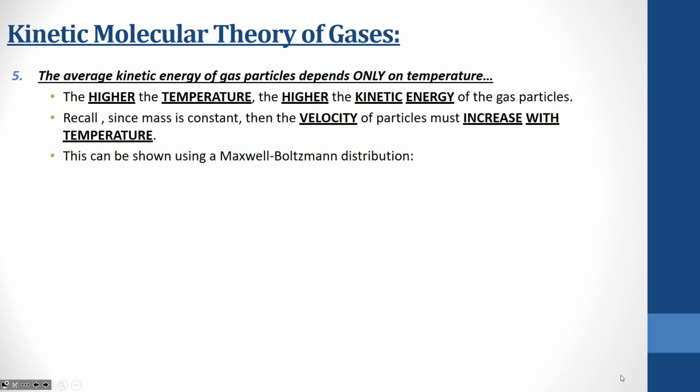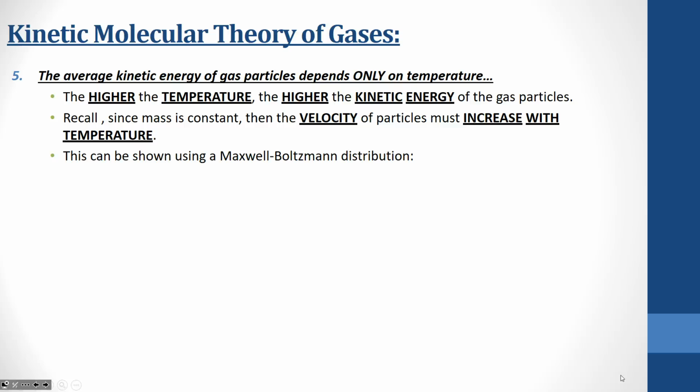Now, to one of our favorite things in chemistry and science, something called the Maxwell-Boltzmann curve. The average energy of gas particles depends only on temperature. So in other words, the speed of the molecules is temperature dependent. The higher the temperature, the higher the energy of the gas particles. Now, since mass is constant, velocity of the particles must increase with temperature.